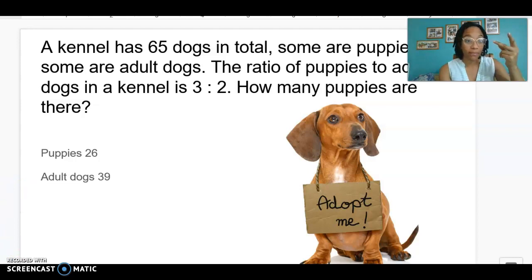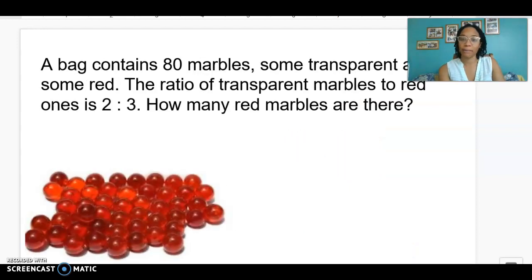This one is flipped, so I will make the correction in your Google Classroom, but if the ratio of puppies to adult dogs is 3 to 2, there are 39 puppies and 26 adult dogs. So just disregard that.